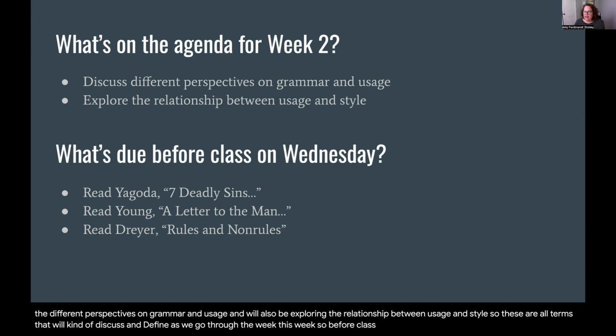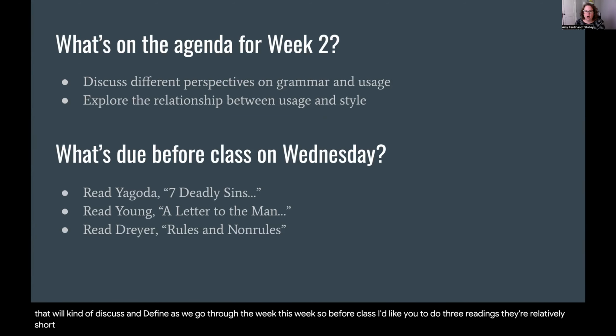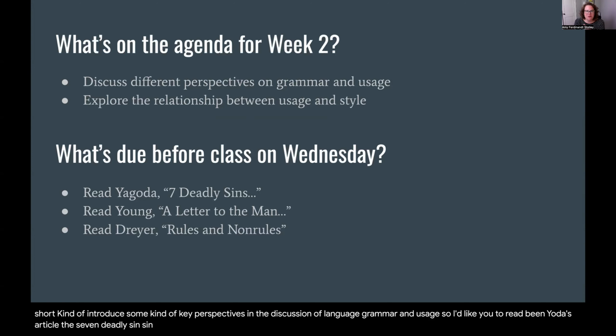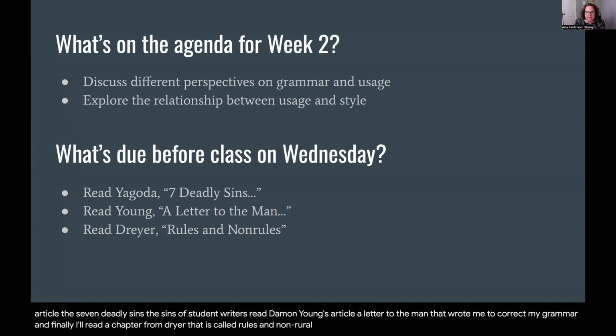Before class, I'd like you to do 3 readings. They're relatively short, but they're going to introduce some key perspectives in the discussion of language, grammar, and usage. So I'd like you to read Ben Yagoda's article, The Seven Deadly Sins of Student Writers. Read Damon Young's article, A Letter to the Man That Wrote Me to Correct My Grammar. And finally, read a chapter from Dreyer that is called Rules and Non-Rules. Those are the readings that we'll be discussing in class on Wednesday.